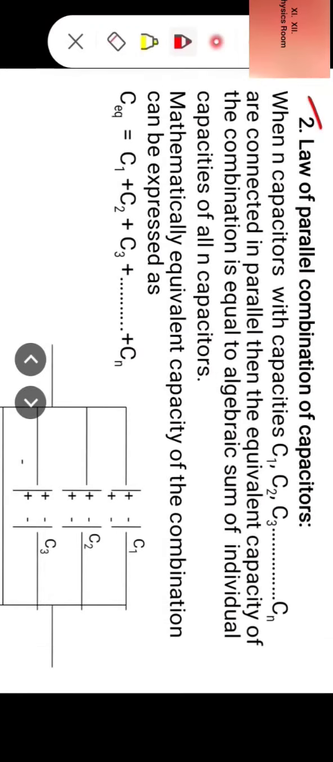Now law of parallel combination of capacitors. When n capacitors with capacities C1, C2, C3, Cn are connected in parallel, then the equivalent capacity of the combination is equal to algebraic sum of individual capacities of all n capacitors. I repeat, when n capacitors with capacity C1, C2, C3, so on, Cn are connected in parallel, then the equivalent capacity of the combination is equal to algebraic sum of individual capacities of all n capacitors.